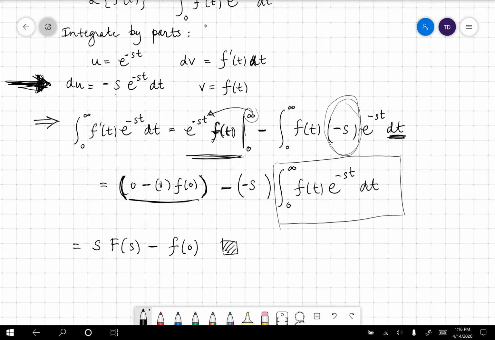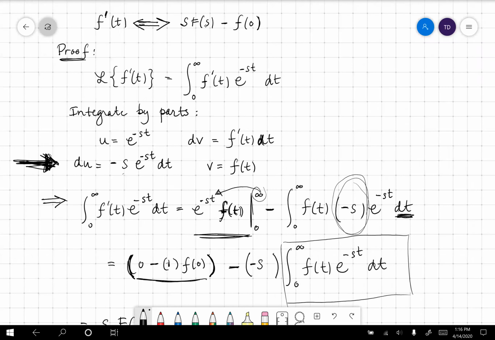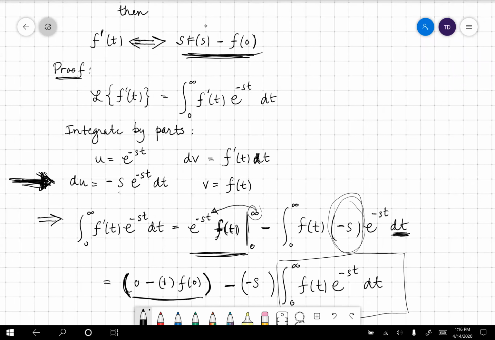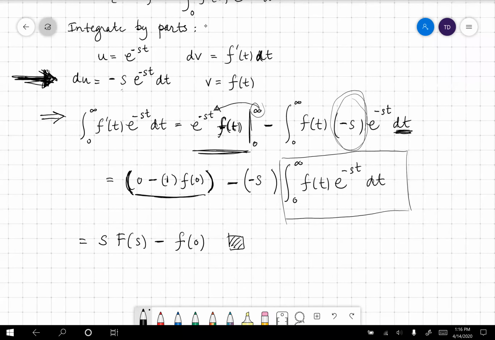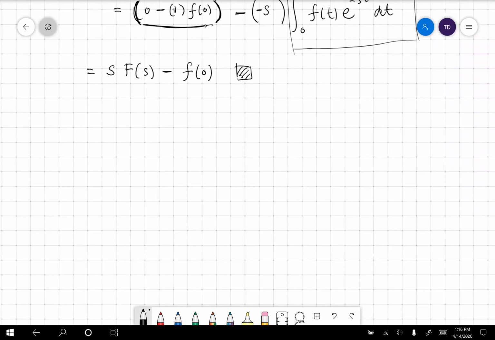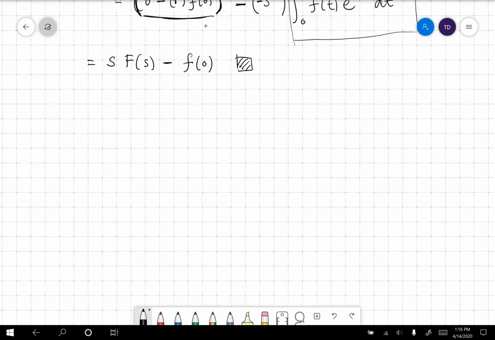Which is what we set out to do. Right there. That's what we set out to do. So the derivative, f prime, transforms into s times F of s minus f at 0 minus.